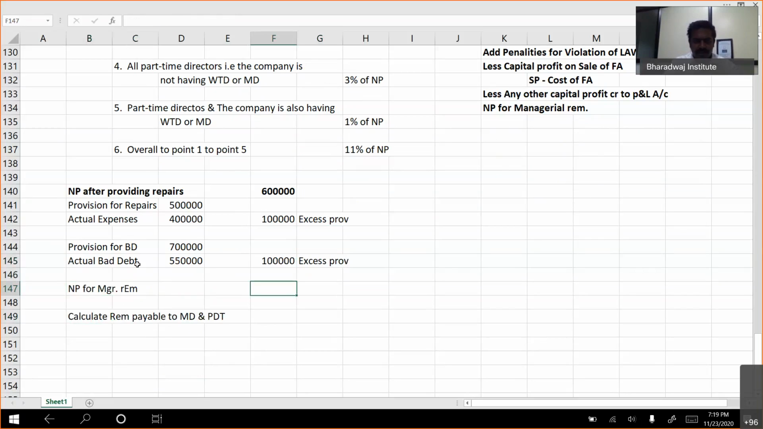Net profit for managerial remuneration is how much? 8 lakhs, right? Oh, sorry. Yeah, 1,50,000. So 8,50,000 is the net profit for managerial remuneration. So if the company is having an MD, we can pay 5%. So this will be 8,50,000 into 5%.